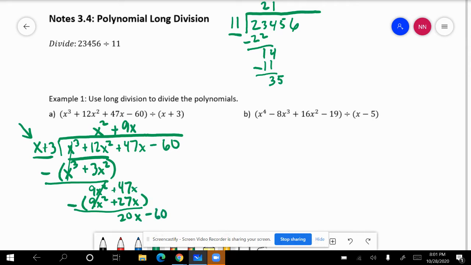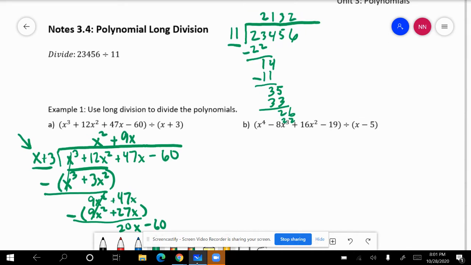We're going to continue with our original problem. 11 goes into 35 3 times. 3 times 11 is 33. We get 2. We bring down the 6. 11 goes into 26 2 times. That gives us 22. Our remainder is 4. So what we do is we put 4 over 11.